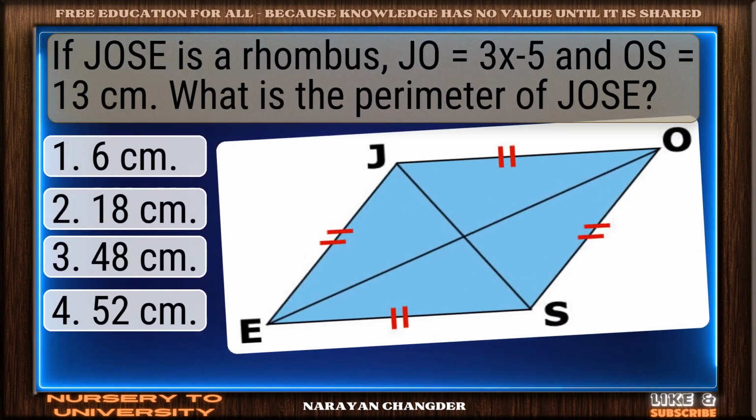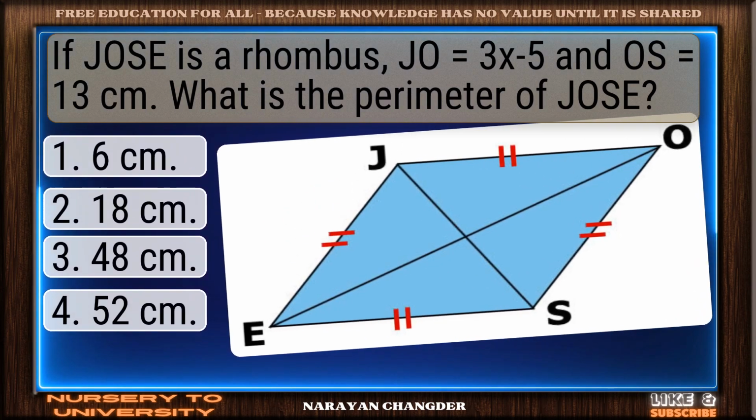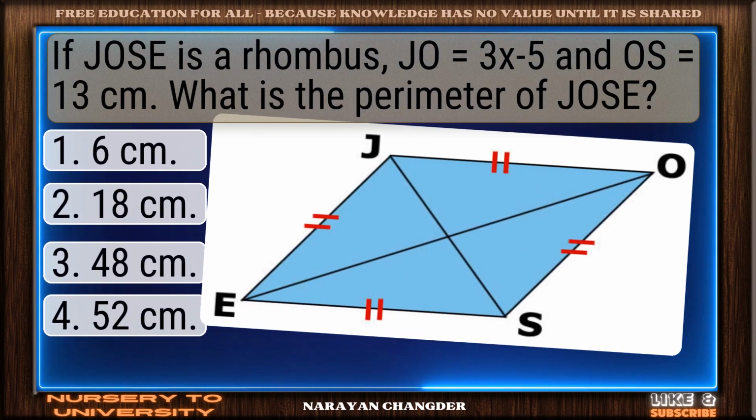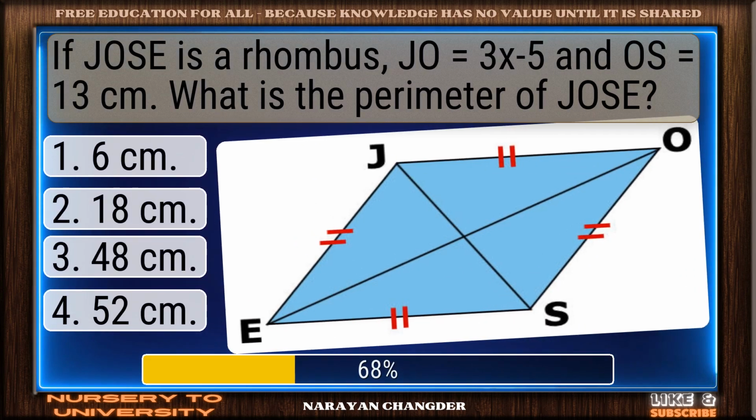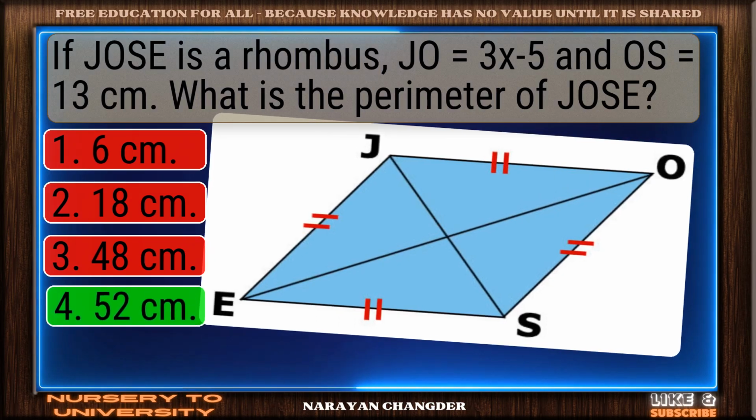Question number 5. If JOS is a rhombus, JO equals 3x + 5 and OS equals 13 cm. What is the perimeter of the rhombus? Right again. 52 cm is a valid answer.